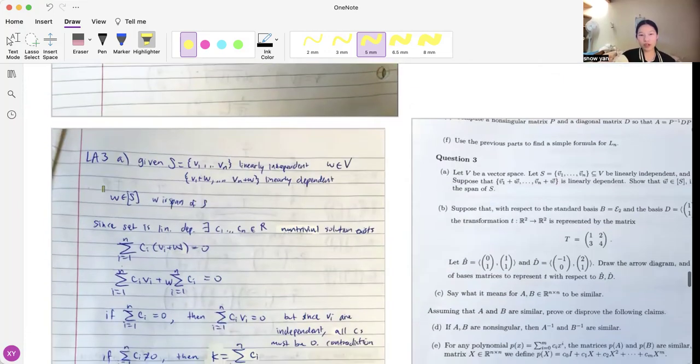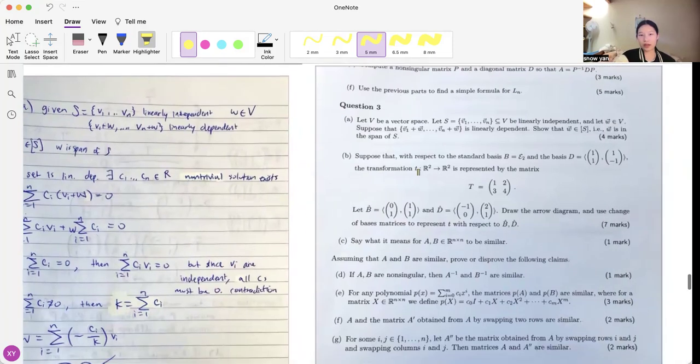Okay, let's go into question 3. Question 3 is, I'd say, by far the hardest out of the three questions. So let V be a vector space, let S equal to this. That's a subspace of V, and it's linearly independent. Okay, so that's a good condition to have.